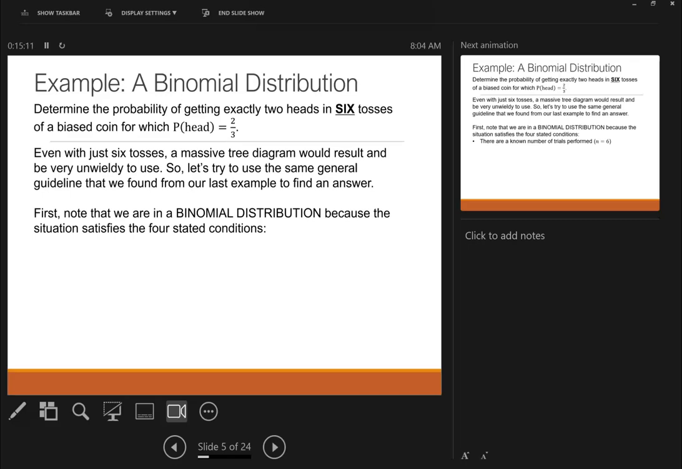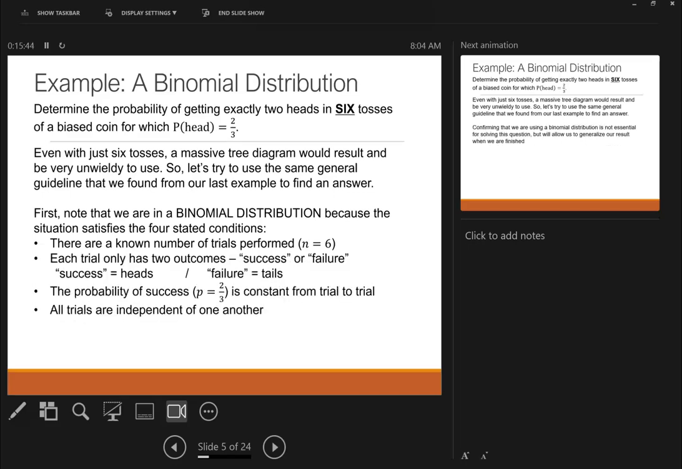Are there 2 true outcomes, success or failure? Yes, because the 2 outcomes are heads or tails, right? And heads is our success and tails is our failure. Are the trials independent? Yes, because flipping a coin, that outcome doesn't affect the next coin flip's outcome, right? So we do have a binomial distribution, because we know all of these things.